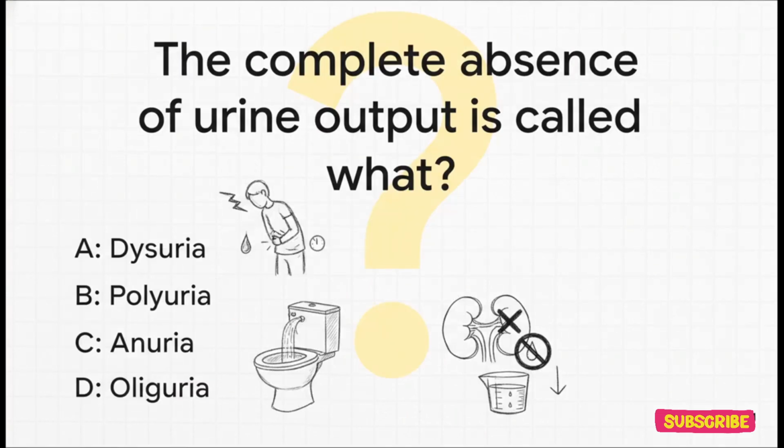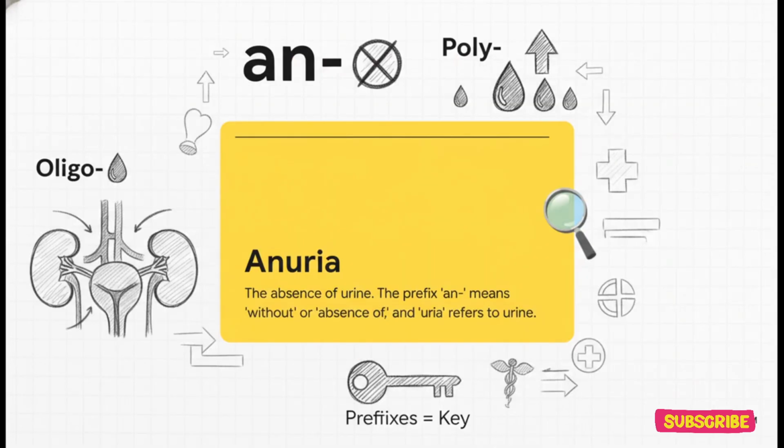For our final question, let's bring it full circle, right back to terminology. Knowing the language is absolutely key. So, what is the medical term for the complete absence of urine output? Is it A, dysuria, B, polyuria, C, anuria, or D, oliguria? And the answer is C, anuria.